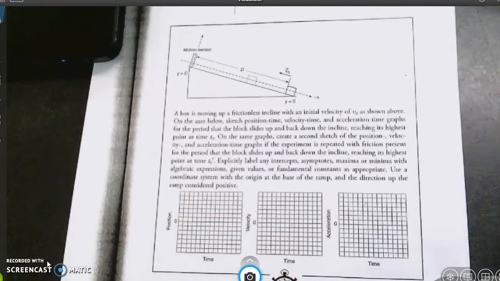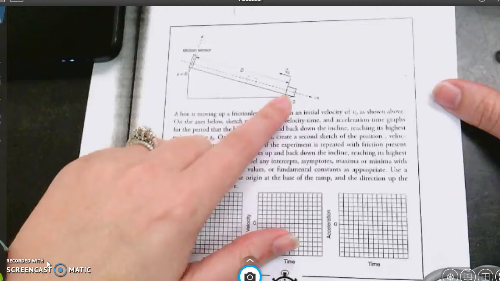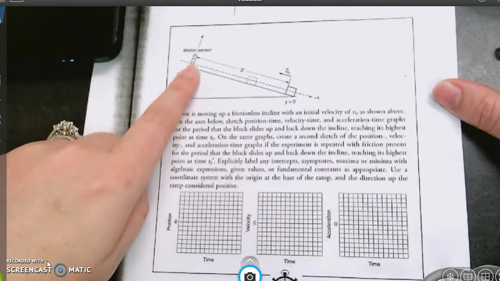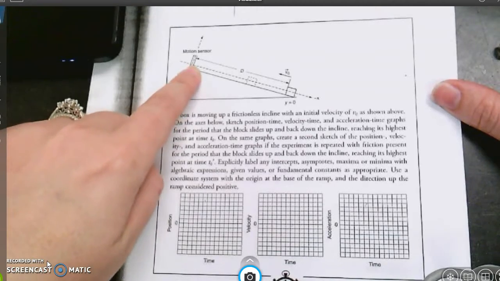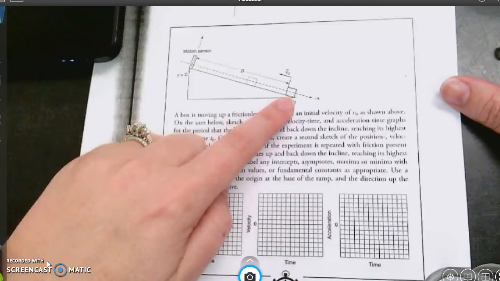Okay, this is day 33 in your packet, and as of right now in November, there are a couple of things that you can do, and then there's a couple of things that we don't quite know yet, but you can kind of work your way through it. So what's happening is a box is starting out with some initial velocity, and it's moving up the incline, slowing down until it reaches a maximum height, and then it's going to slide back down the ramp and speed back up. So this is the piece we can do.